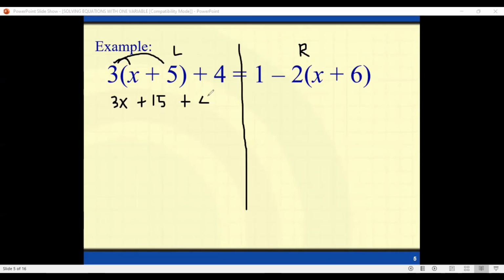Plus 4. And then that must be equal to, we have 1. Now there is a negative 2 here being multiplied with the quantity x plus 6. So this will give us an answer which is negative 2x. And then you have there your minus 6 or minus 12, because that is negative 2 times 6. So negative 12.